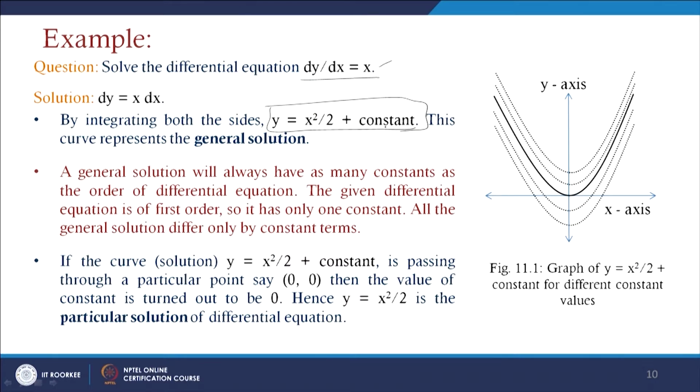And if you just plot this solution, then we can obtain the general solutions. If you see different constant values, we will have different curves here, and that is why a general solution will always have as many constants as the order of the differential equation, and the given differential equation is of first order. So, it has only one constant, and all the general solutions differ only by constant terms.